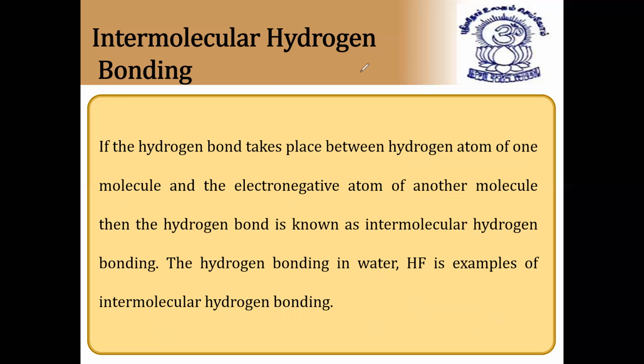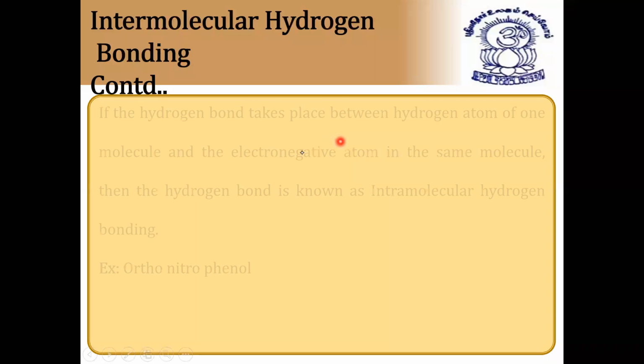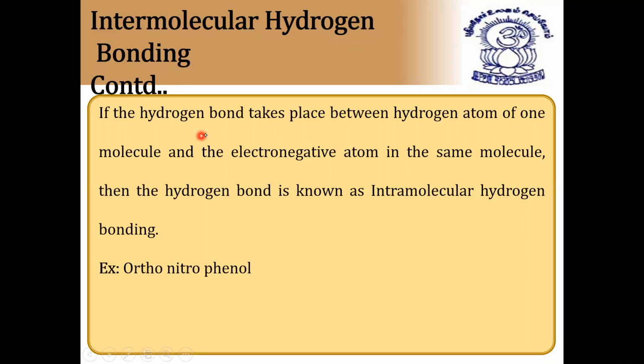Next, intramolecular. If the hydrogen bond takes place between the hydrogen atom of a molecule and the electronegative atom in the same molecule, then the hydrogen bond is known as intramolecular hydrogen bonding. So same molecule means the hydrogen atom is in attraction with an electronegative atom in the same molecule. We call it intramolecular hydrogen bonding.